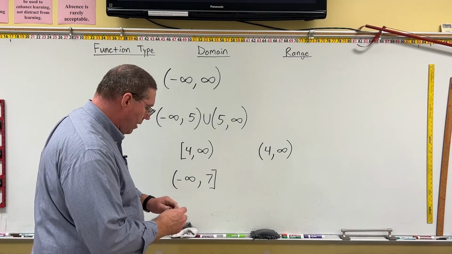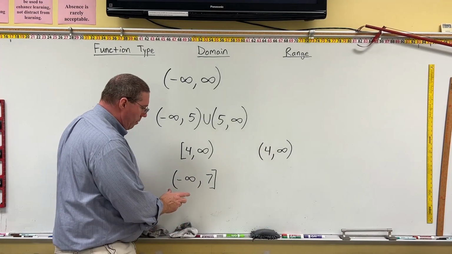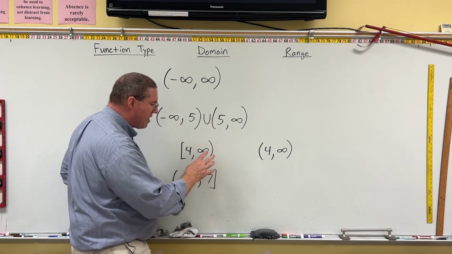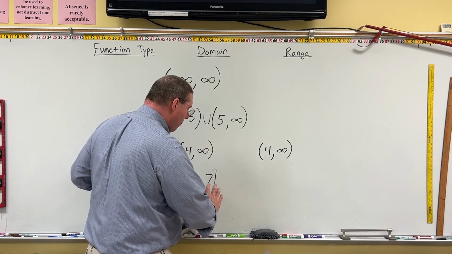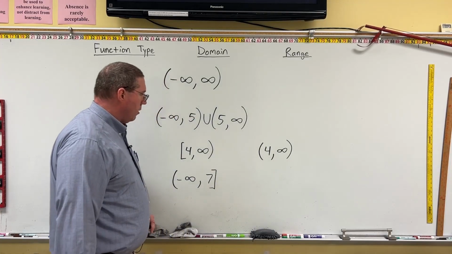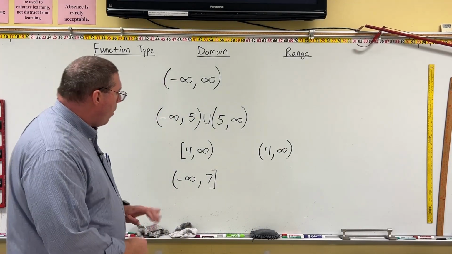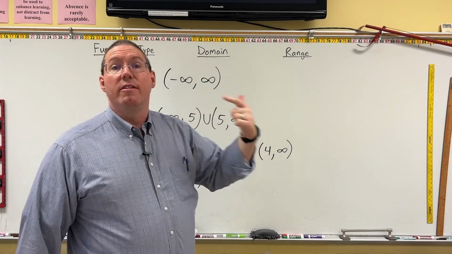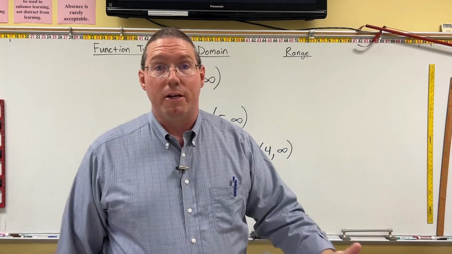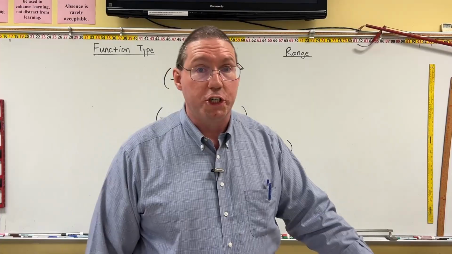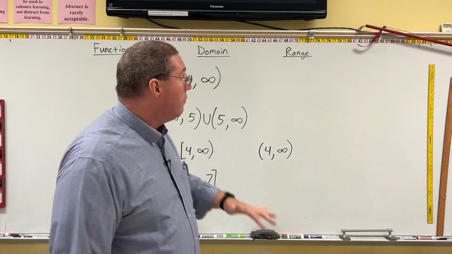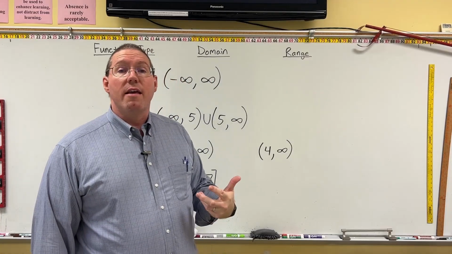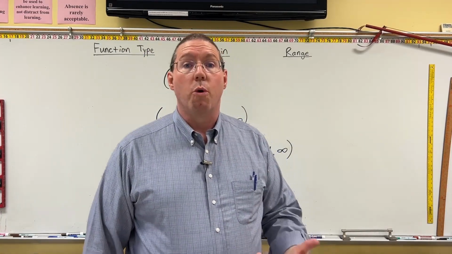This interval right here includes all numbers from negative infinity up to 7, but it leaves out all numbers larger than 7, okay? And so when we leave numbers out of a domain, we say that the domain is limited or the domain is restricted. When we leave numbers out of the range, it's the same thing. We say that the range is limited or restricted.